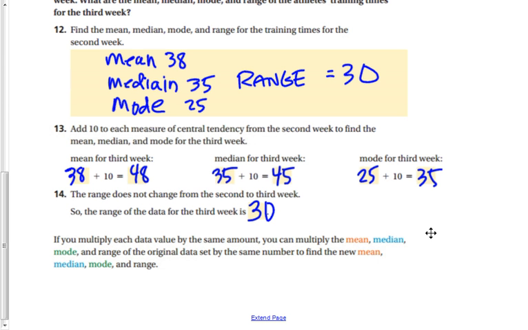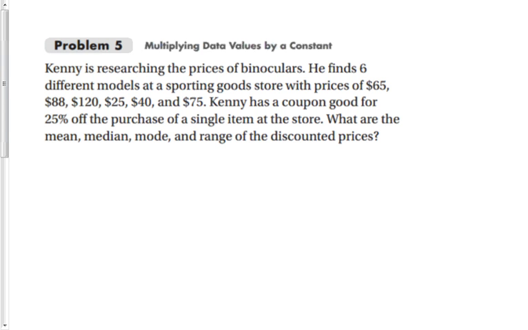Another thing you should know is if you multiply each data value by the same amount, you can multiply the mean, median, mode, and range of the original data set by the same number to find the new mean, median, mode, and range. So let's go ahead and do this. Kenny is researching the price of binoculars. He's finding 6 different models for these prices. He has a coupon for 25% off a single item. What are the mean, median, mode, and range?